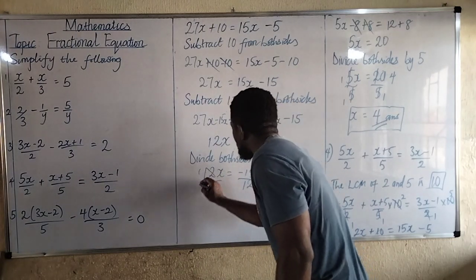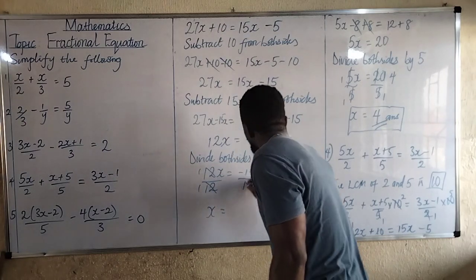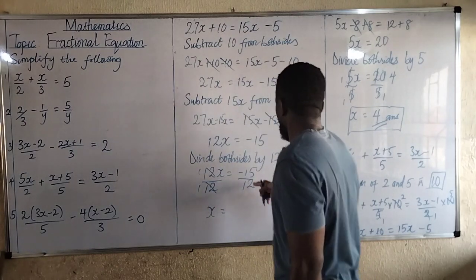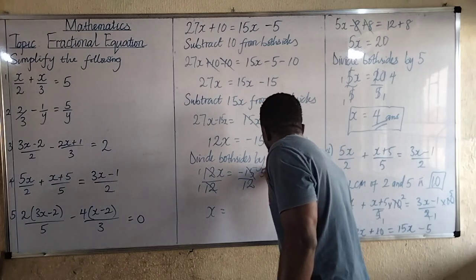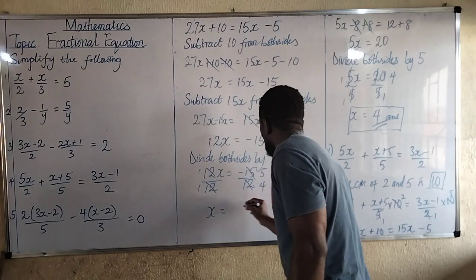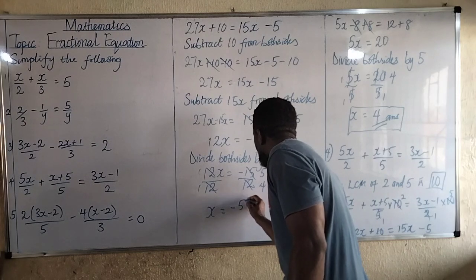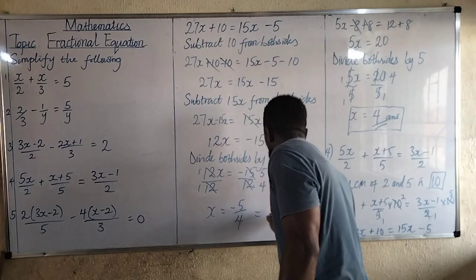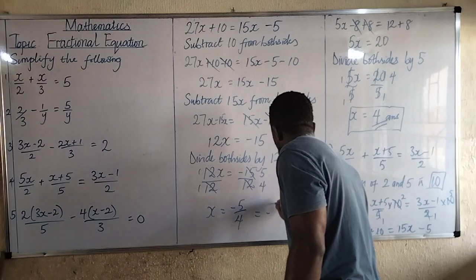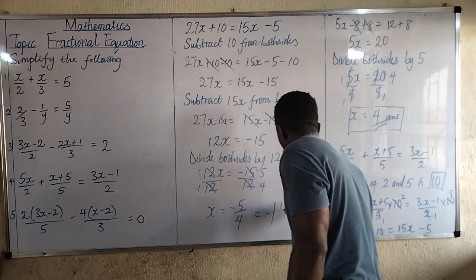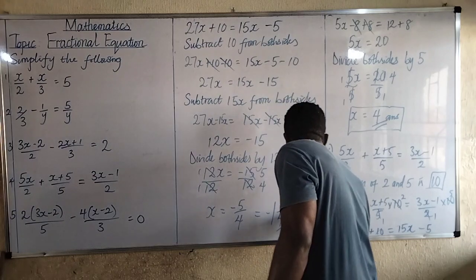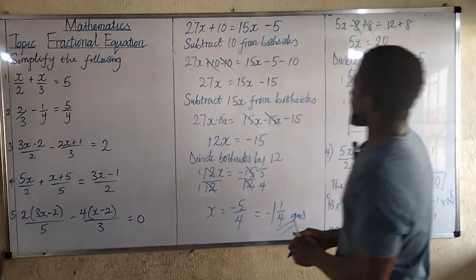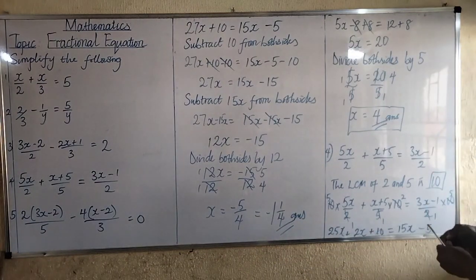12 over 12 is 1, x is out. Alright. I have a common factor here, which is 3. 3 going into 15 will give me 5. 3 going into 12 will give me 4. So I have negative 5 over 4, which is still negative 1 whole number, 1 over 4. So this is our answer. Okay, so question number 4, done and dusted.